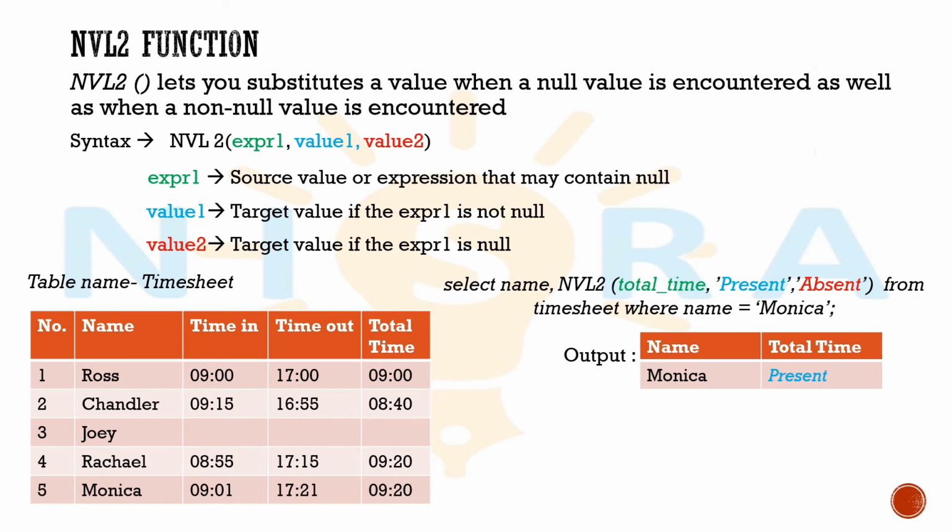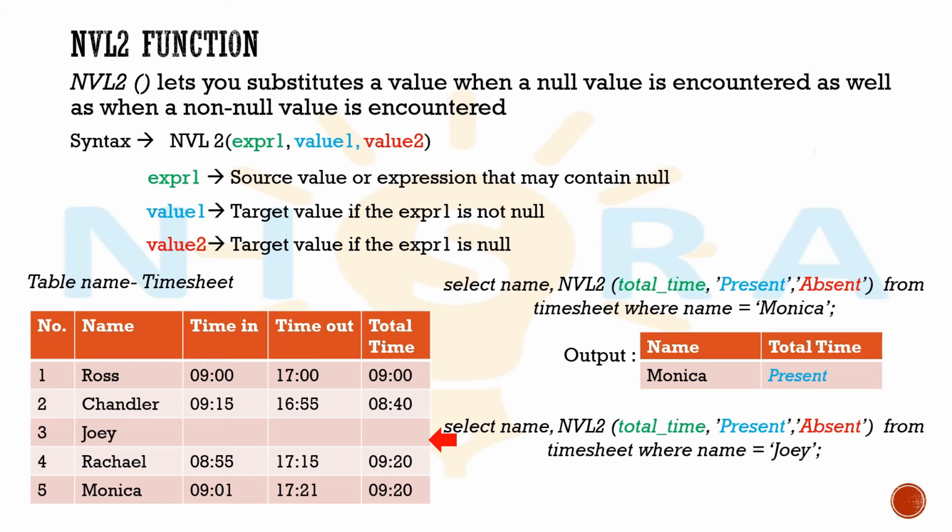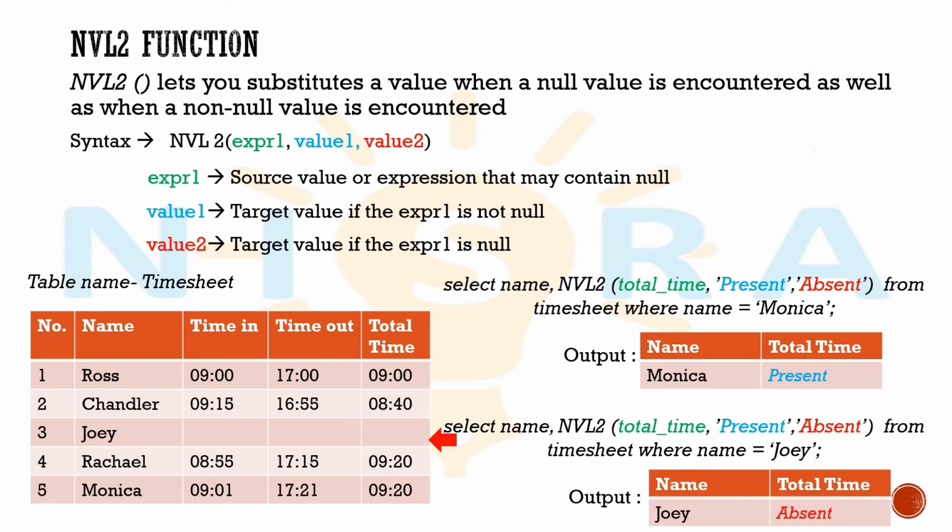We will look into another example. Let's find if Joey was present or absent. So to find that, we'll write a query select name, NVL2 of total time, present, absent from timesheet where the name is Joey. Here the value of expression 1, that is the total time for Joey, is null. So the output will print Joey as absent. I hope you understand how NVL2 works and how it differs from NVL.